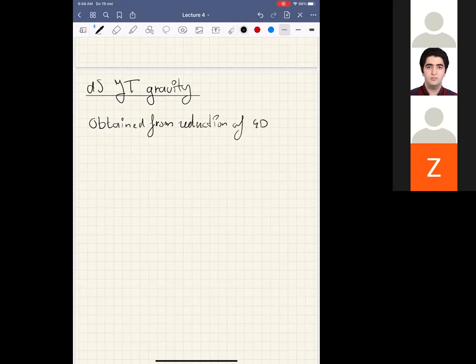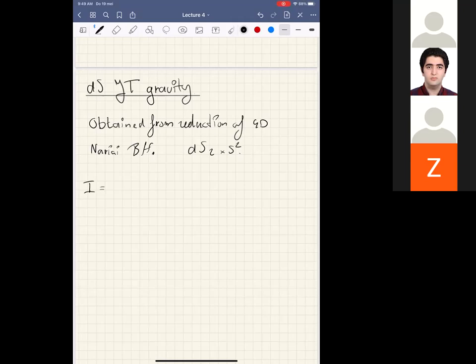In particular, we can obtain it as a reduction of a 4-dimensional Nariai black hole, which is just a Schwarzschild black hole in de Sitter space where you take its radius as large as possible until the cosmological horizon and the black hole horizon are very close to each other. In that case, the geometry is dS2 times S2. And then you can perform a reduction on the S2 to obtain a 2-dimensional model of gravity.